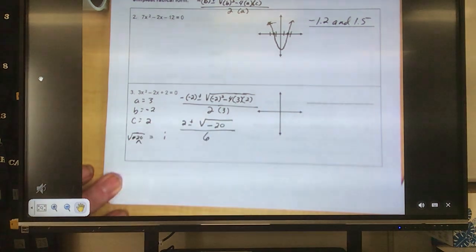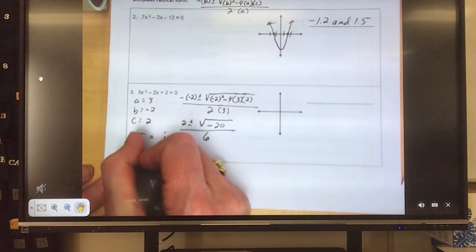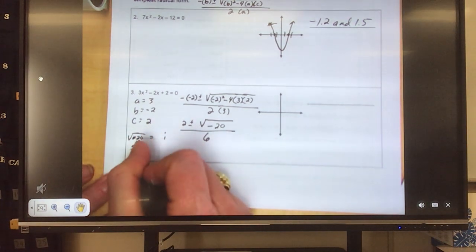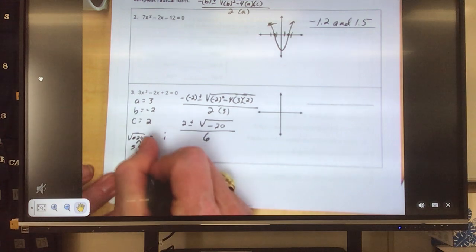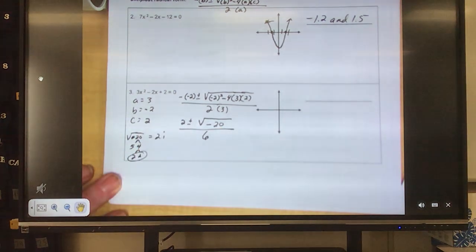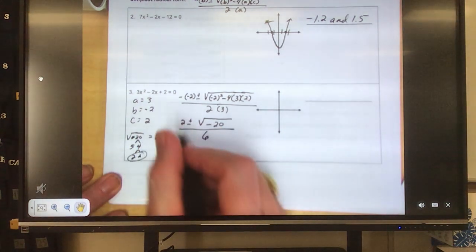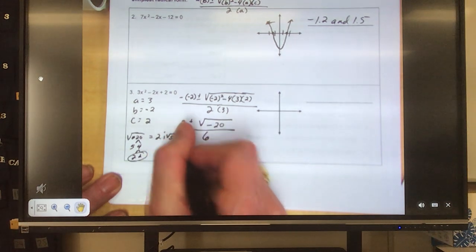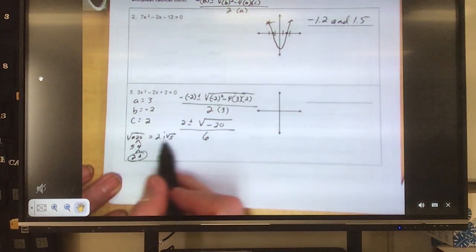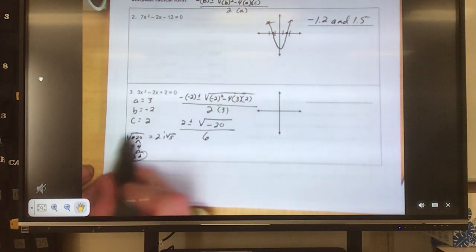Break this guy down to Funky Town. What's he break down to? 5 and 4. 4 will break down to 2 and 2. So I got a pair of Nike 2s. They come out of the box. And I had a 5 left over. It goes back in the box. So this 2i square root of 5 took the place of square root of -20.